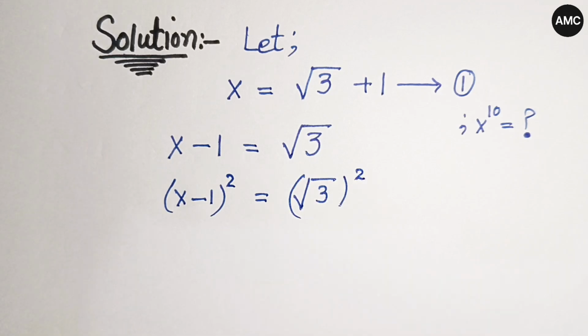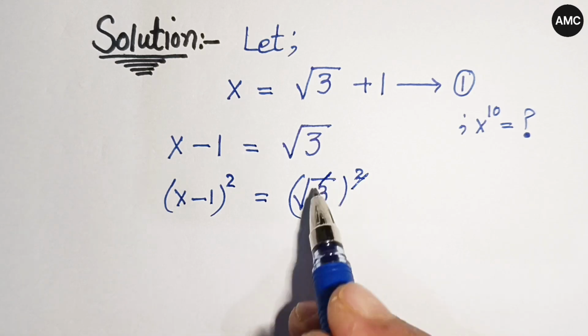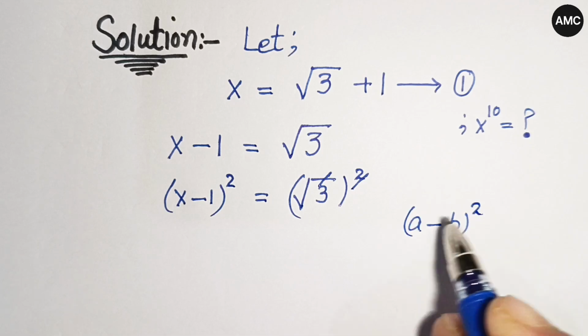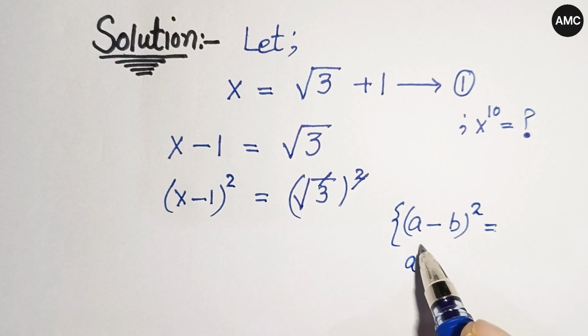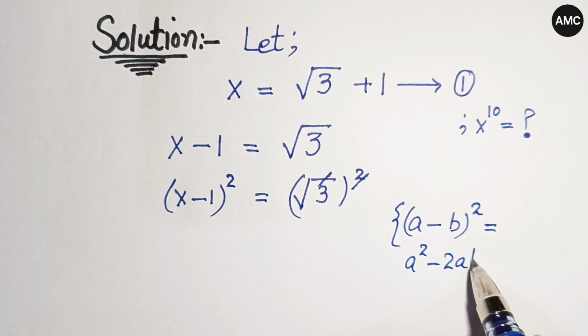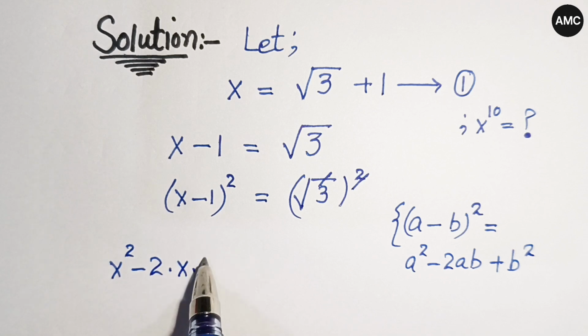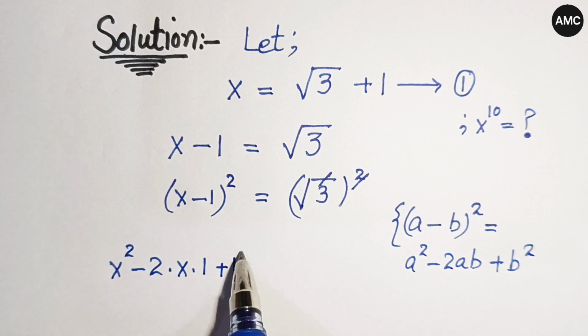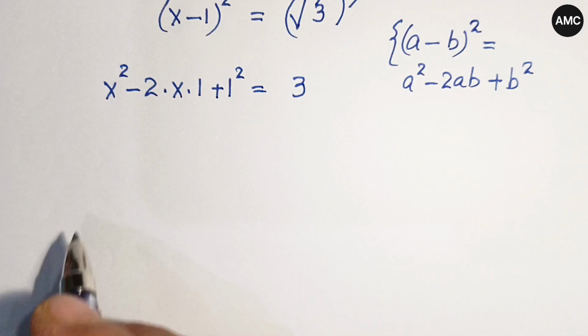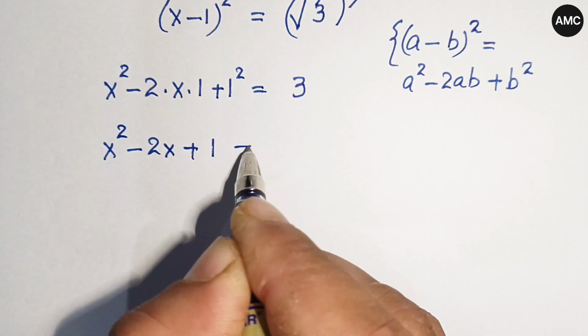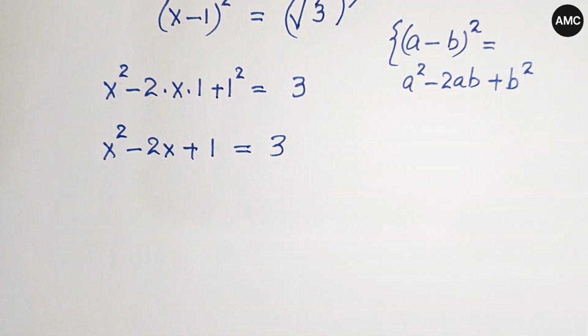We have just x squared on the left hand side, so cancelling square with square root, here we are going to use (a minus b) whole squared, this algebraic identity. Then we have a squared minus 2 times a times b plus b squared. So applying it here, we get x squared minus 2 times x times 1, plus 1 squared is equal to 3. Now our next step will be x squared minus 2x plus 1 is equal to 3. 1 squared is equal to 1.